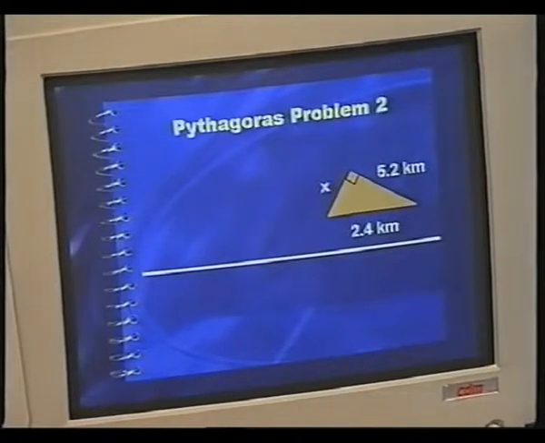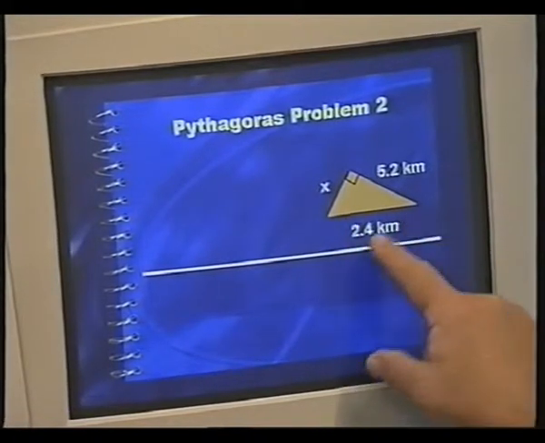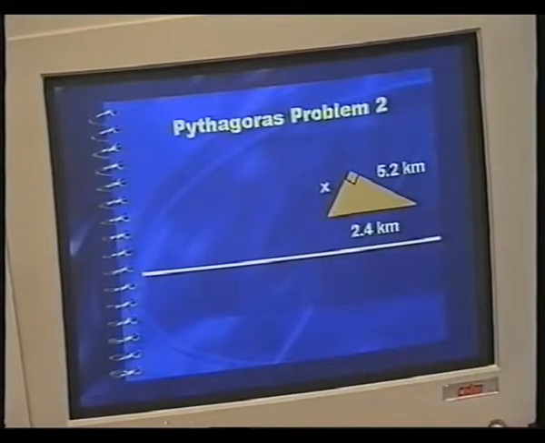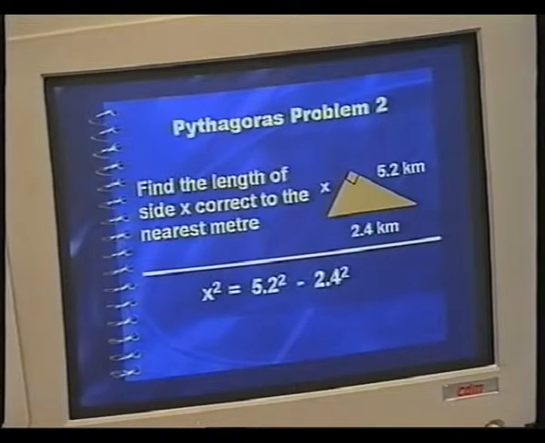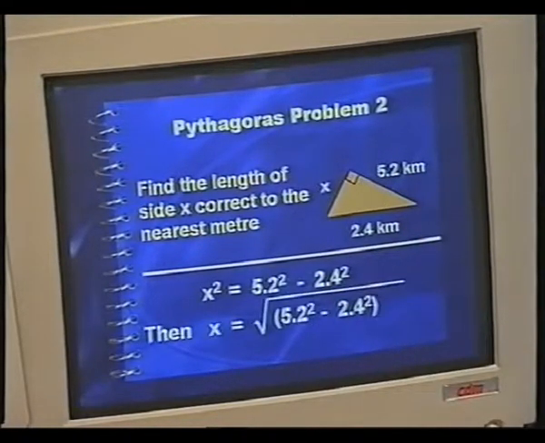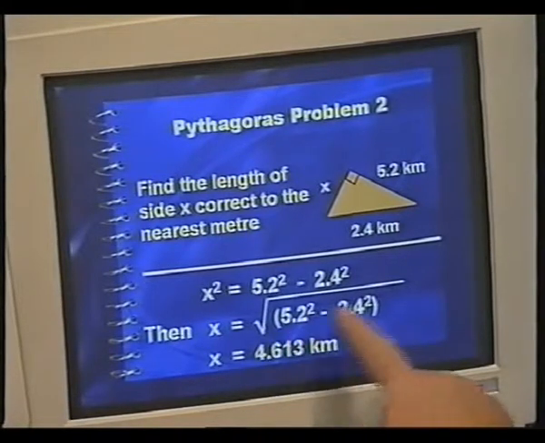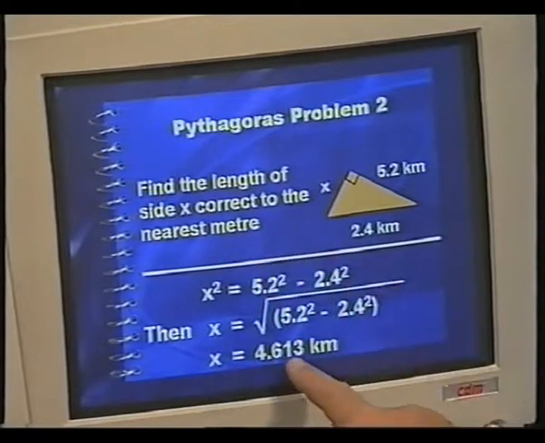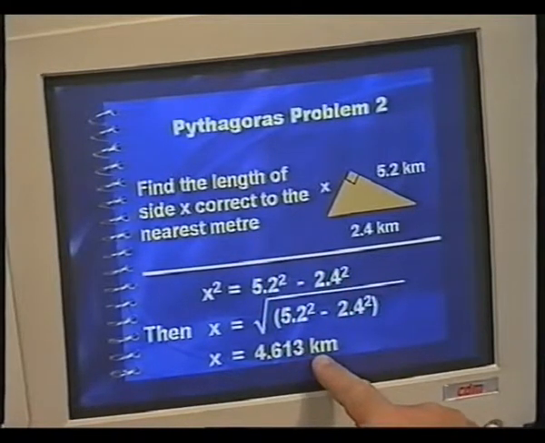Slightly more difficult problem here. Here the hypotenuse is known as 5.2 and we have to find that particular side, so we have to do a subtraction. When you do the subtraction, 5.2 squared subtract 2.4 squared, put it in the calculator, make sure you use the brackets, and round it to the nearest meter in this particular case. That means 3 decimal places because the units are kilometers. So this is really quite a difficult problem, as you can see. If the hypotenuse is given, indeed you have to do the subtraction.